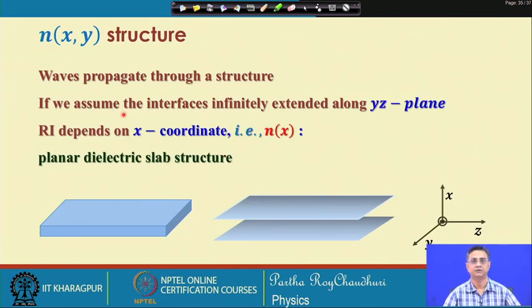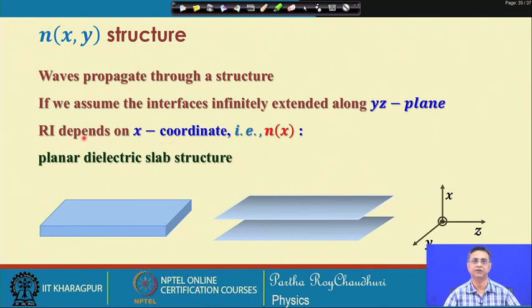Now, we have seen that the wave propagates through a structure which is between two interfaces, and this tells you that we assume the interfaces are infinitely extended along the y direction. In such a case, that is along the y z plane, you have refractive index variation only along the x direction.